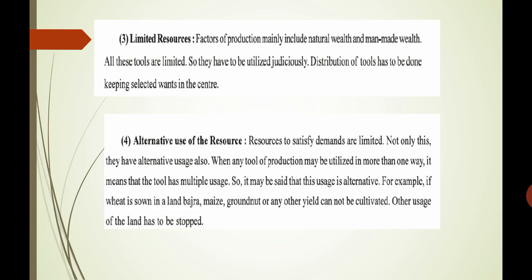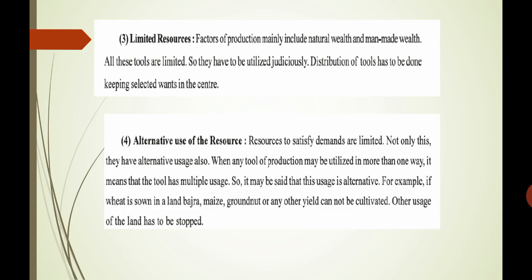Resources to satisfy demand are limited. Not only this, they have alternative use also. When any tool of production may be utilized in more than one way, it means that the tool has multiple uses. So it may be said that these uses are alternative. For example, if wheat is sown in a land, bajra, maize, groundnut or any other yield cannot be cultivated. Other uses of the land have been stopped. So alternative use of resources.